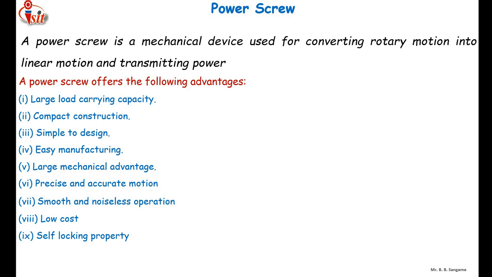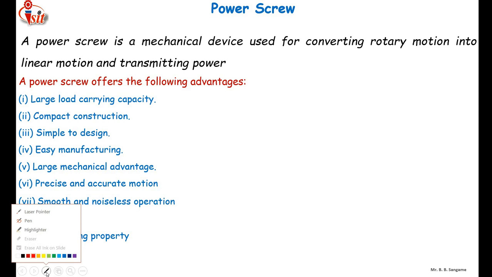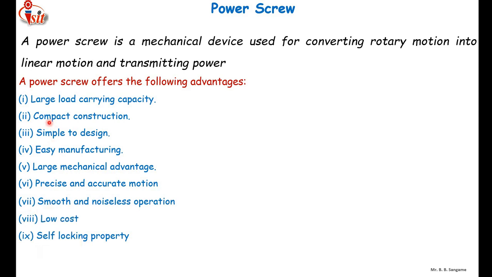There are many advantages of power screw. First one, it is having the large load carrying capacity. Second one, the overall dimensions of power screw are very small, so it is having a compact construction. Third one is it is having a simple design. The manufacturing of power screw is easy. It means it doesn't require any specialized machinery. The square threads can be turned on the lathe, and trapezoidal threads can be manufactured on the thread milling machine. So the manufacturing is easy, design is simple.